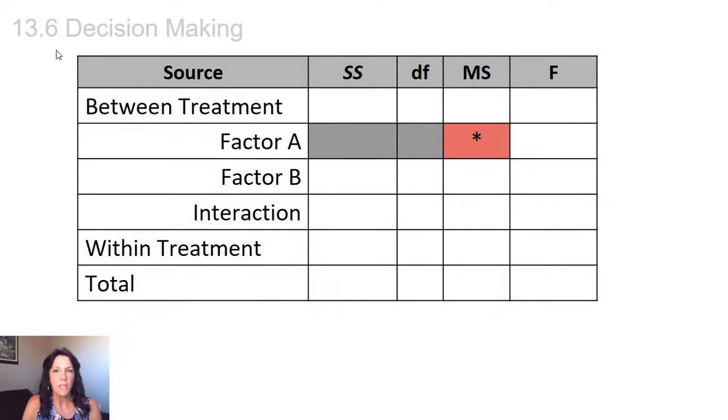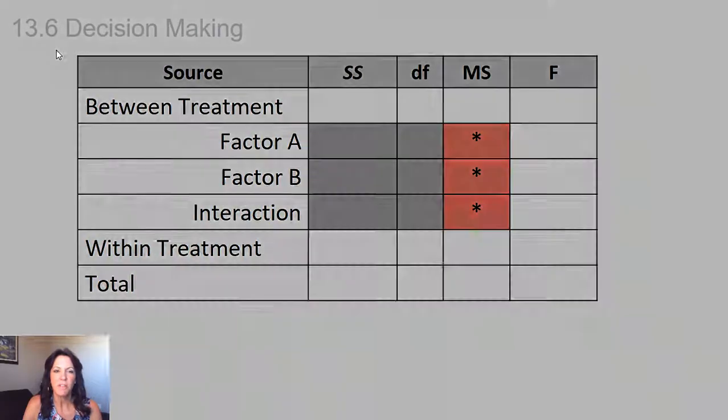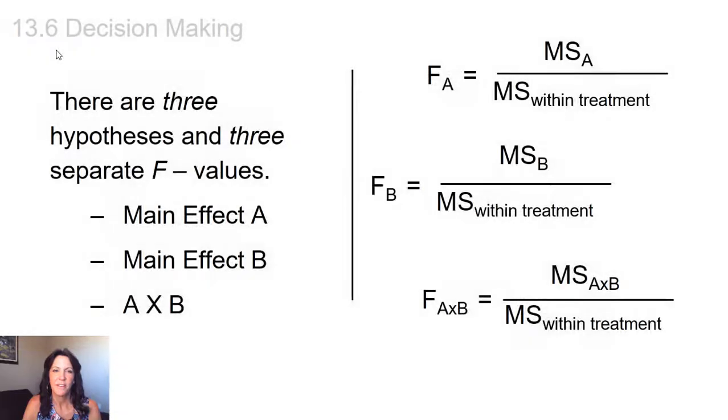So we're going to find the mean squares for factor A, mean squares for factor B, mean squares for the interaction, and the mean squares for within treatment. We find the mean squares for within treatment because that's going to be our denominator in all of our F-scores. So we have 3 different hypotheses and 3 separate F values as a result. One for main effect A, one for main effect B, and one for the interaction A times B.